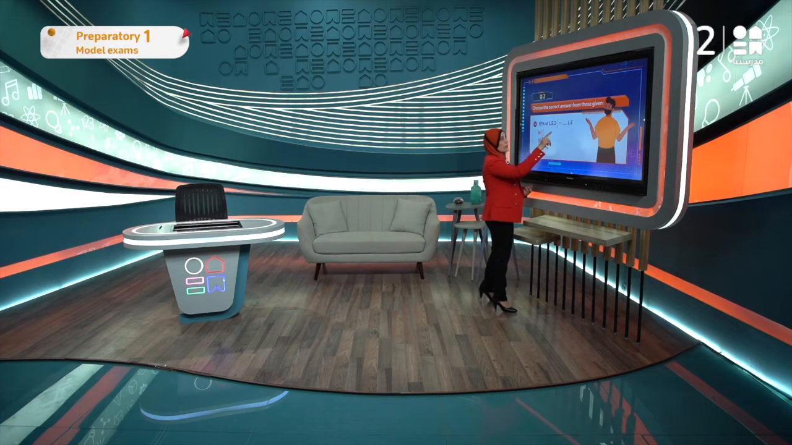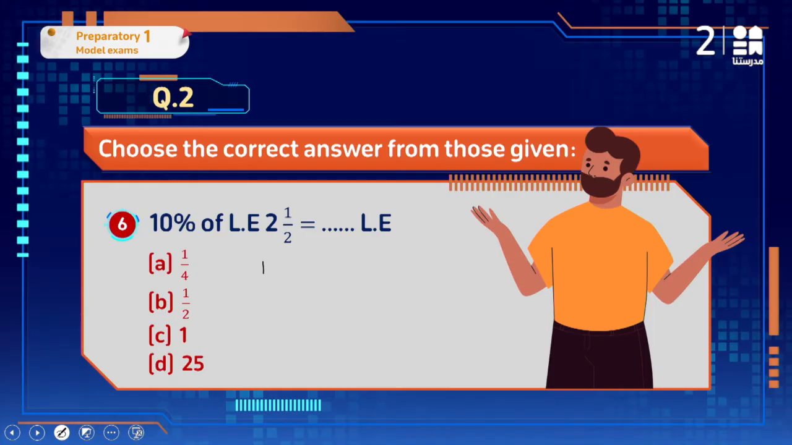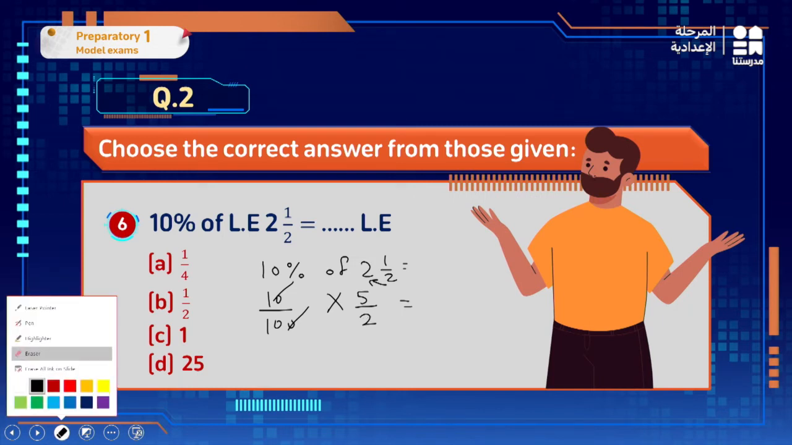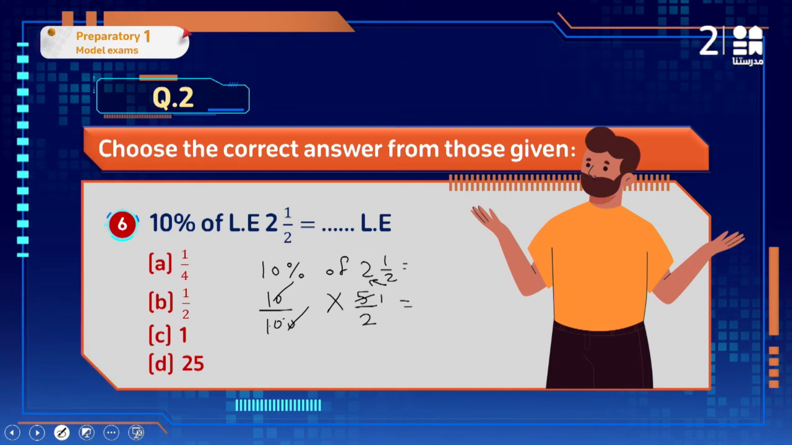Number 6. 10% of 2.5 equals what? 10% means 10 over 100. Of means times. 2.5 means 2 times 2, 4 plus 1 is 5 over 2. Then simplify it. Divide by 2 is 1, or cancel the 0 up and down. Then divide by 5 is 1, divide by 5 is 2. So the answer is 1 over 4, which is A.